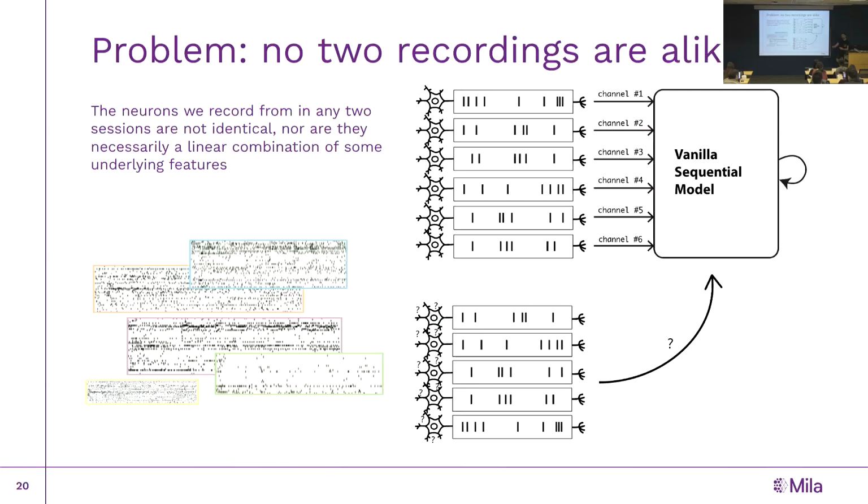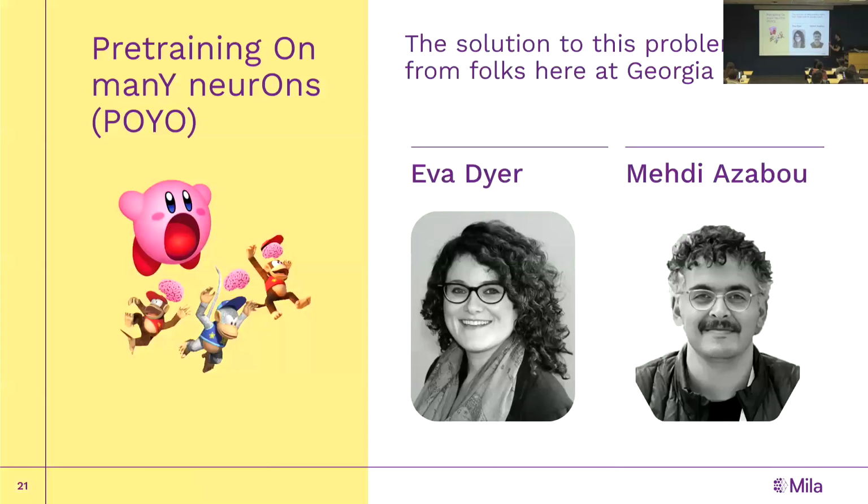And this was why I had wanted to move to raw imaging, because I was like, oh, well, you don't have to worry about it if you just feed the raw image and let the ML system discover it. But as I said, it doesn't scale well. So I spent some time feeling frustrated with this problem. And then the answer came about courtesy of my colleagues here at Georgia Tech, Eva Dyer and Mehdi Azabu.